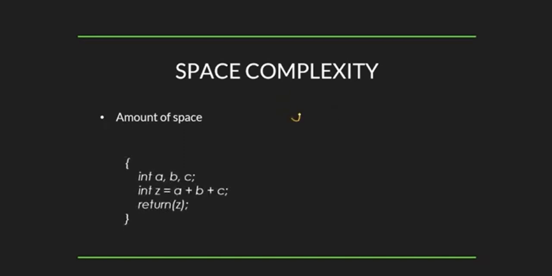Assuming that an integer takes 4 bytes of storage in memory, and in this piece of code we have 4 integers a, b, c and z. So the total space will come out to be 4 into 4 plus 4. This additional 4 is for the return statement. Hence, this comes out to be 20 bytes. So this is a constant space running algorithm.